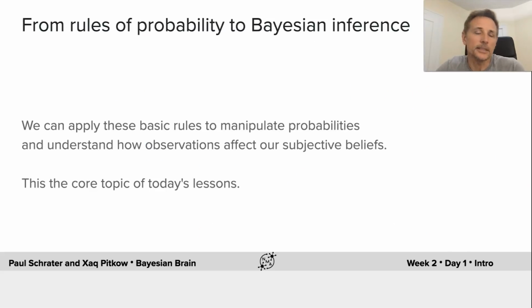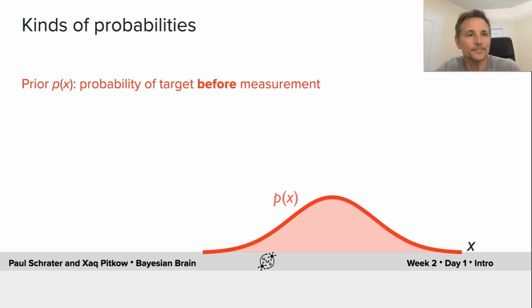So surprisingly, or maybe not surprisingly, we can apply just the basic rules of probability and the operations I've shown you in order to manipulate probabilities and understand how observations should affect our subjective beliefs. And that's the core topic of today's lessons. It's actually important that you digest a few bits of terminology.